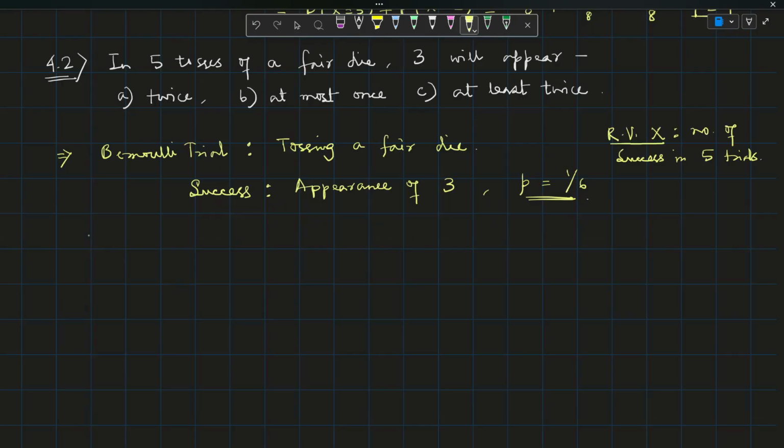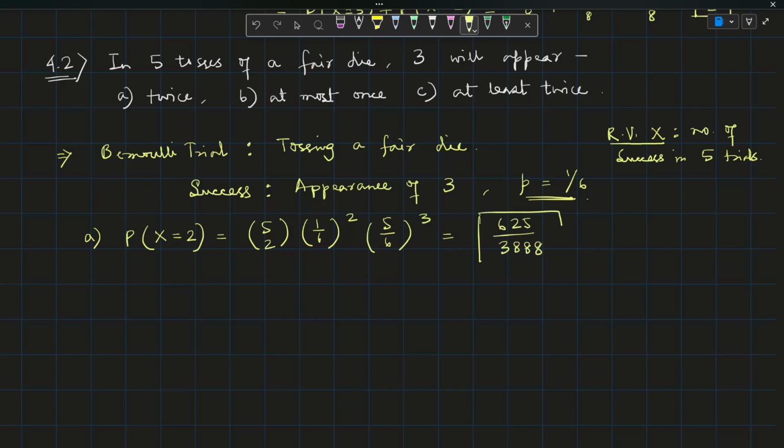So now just note that x is the random variable which denotes the number of successes in 5 trials. So what is the probability x equals 2? This is very simple. Just put the values in the formula: 5C2, 1 by 6 to the power 2 and 5 by 6 to the power 3. Upon calculation, you will get the answer. Just do these calculations by yourself.